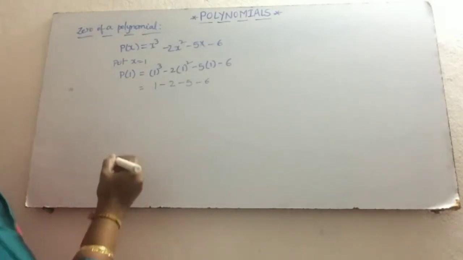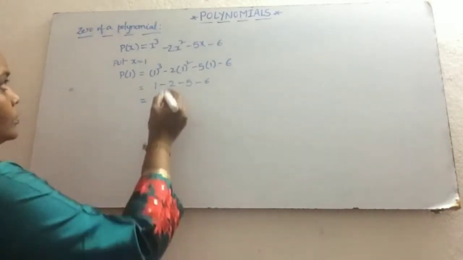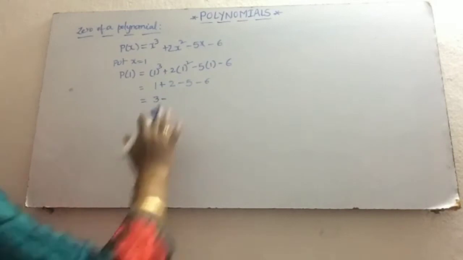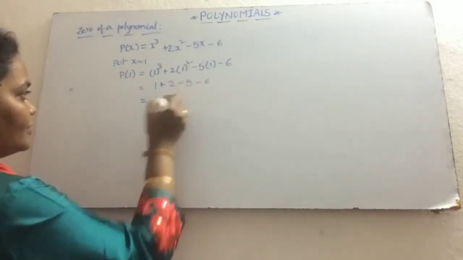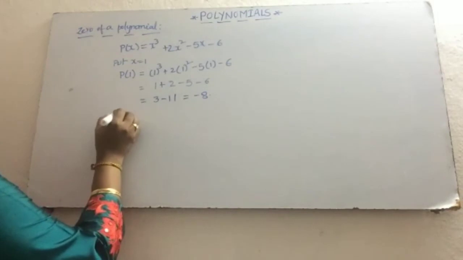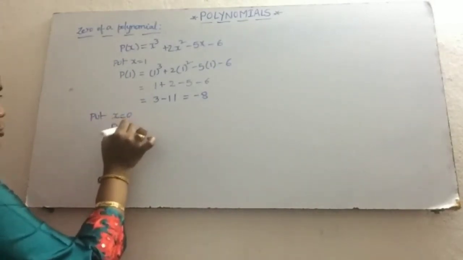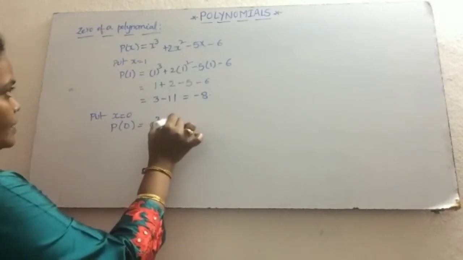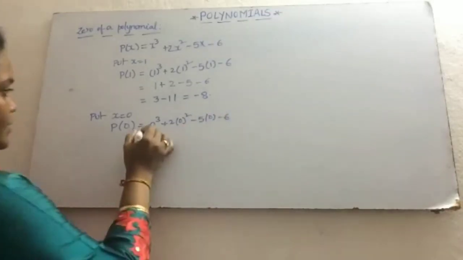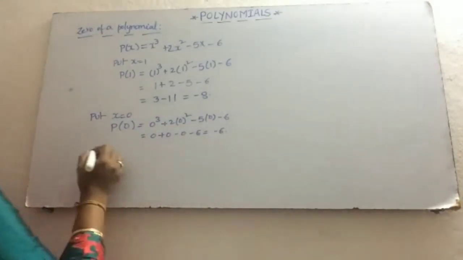That means, so I will take plus here. So 3 minus 11, that equal to minus 8. Suppose I will take x equal to 0. Put x equal to 0. Then P of 0 is equal to 0 plus 2 into 0 minus 5 into 0 minus 6. That means 0 plus 0 minus 0 minus 6.